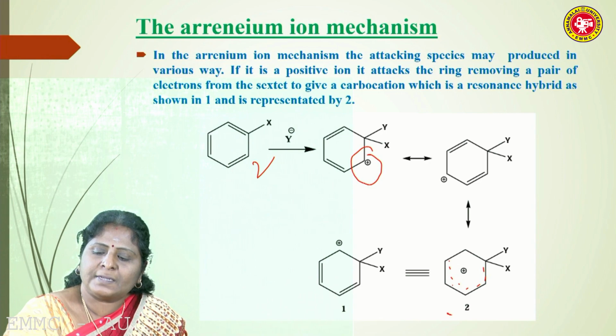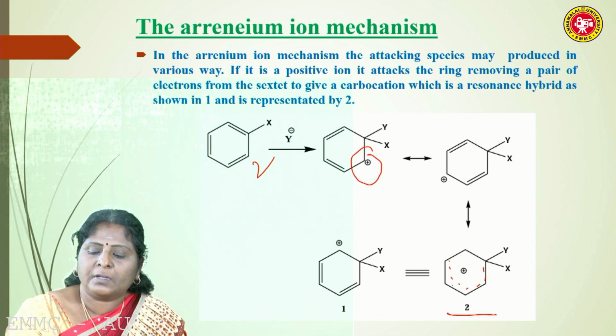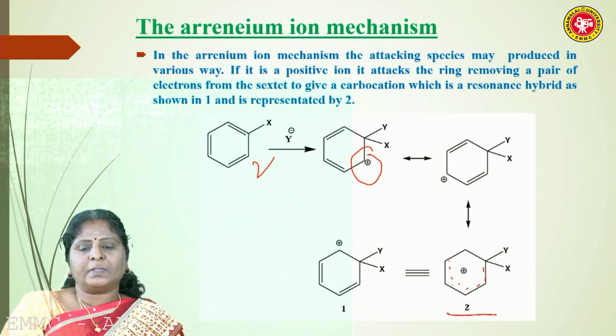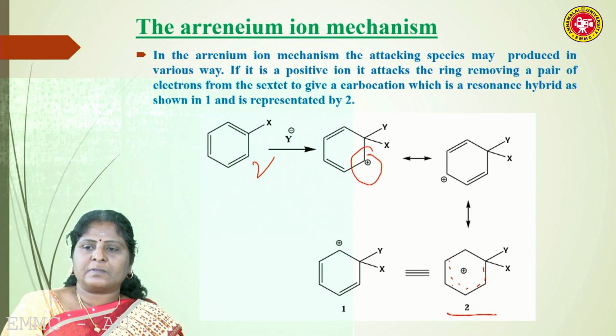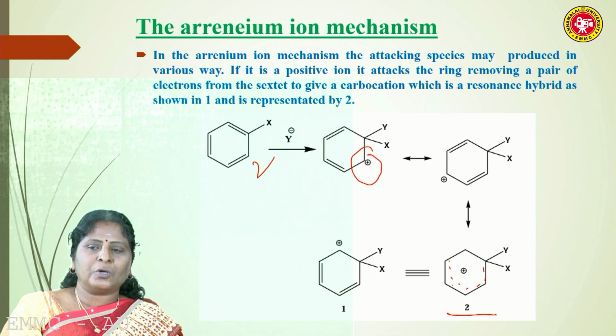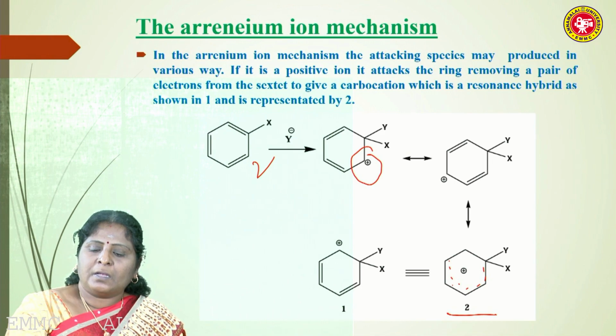This is found to be the resonance hybrid of that intermediate. Since a sigma bond is formed between that aromatic compound and the electrophile, these systems can also be called a sigma complex. In some cases it can also be called a pi complex. That intermediate can also be called the Wheland intermediate. That means it is named after the scientist who discovered this intermediate. So, the Wheland intermediate.